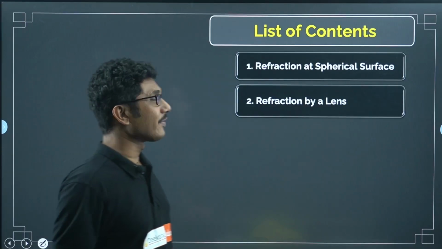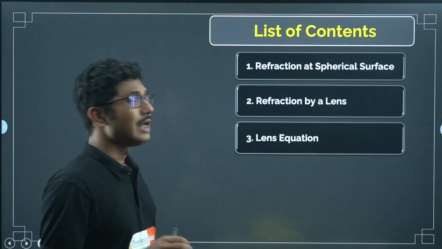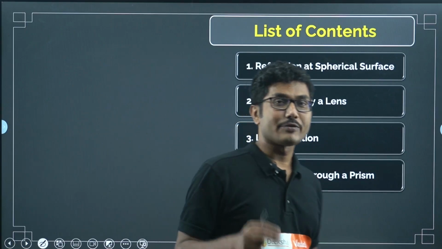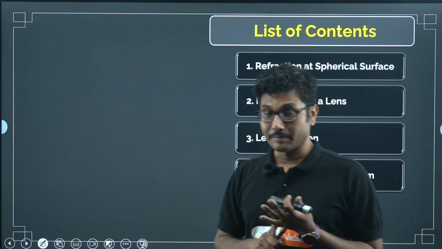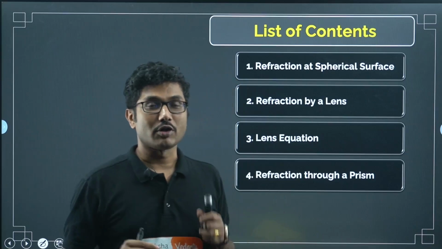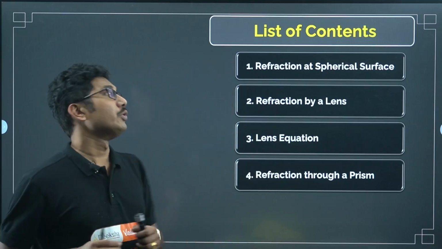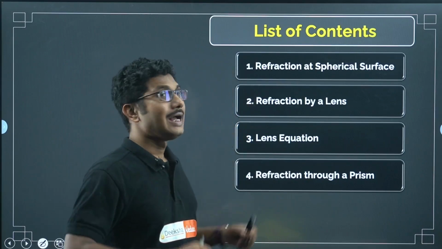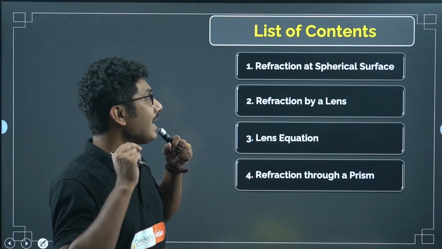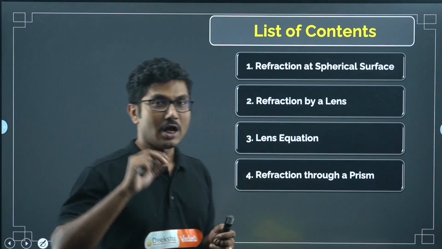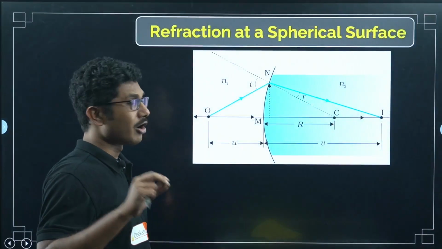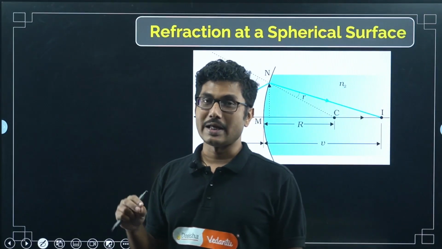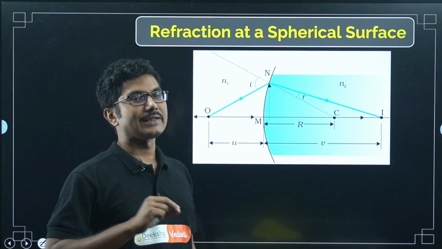Then we will study refraction by a lens. Then we will see the lens equation, and then refraction through a prism. In the lens equation we will study the lens maker equation, as well as the equation of two lenses in contact. Also we will study magnification of lenses. So everything will be covered in this lecture. It is going to be the most important lecture of this chapter. If you have not seen our previous parts, please go and check them as well. There we have discussed reflection as well as refraction.